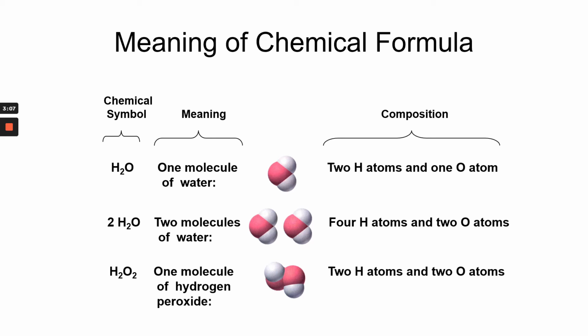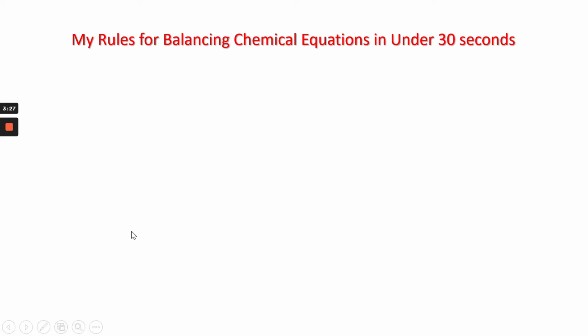So hopefully we can see that coefficients, numbers written in front, and subscripts written below don't mean the same thing. When balancing a chemical equation, you are not allowed to add any subscripts. You can only add coefficients. So let's get started. These are my rules. I'm not sure you're going to find them in any textbook, but I'm going to make the claim that if you use these rules properly, you can balance any equation in under 30 seconds. And there's not a lot of rules. We just need to know how to use them.